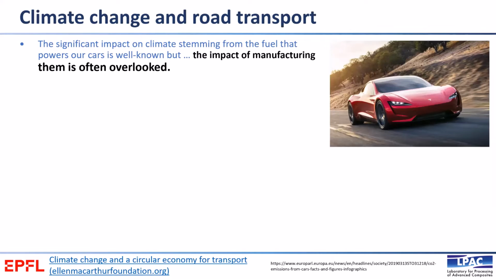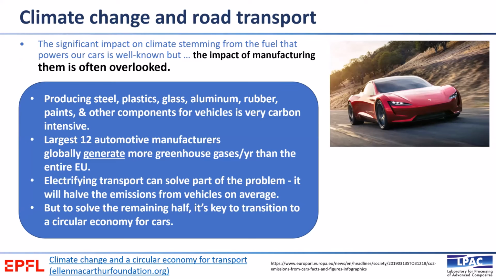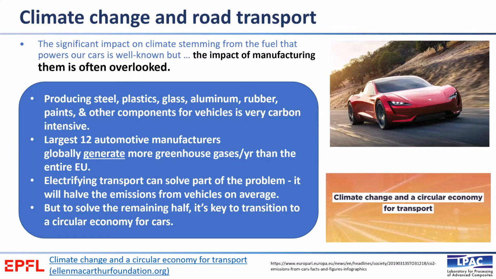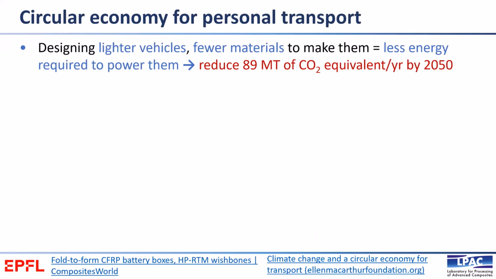Looking to the future, people like to talk about the use phase. An electric vehicle doesn't emit CO2 in the use phase. What about how it's made, how it's manufactured? This was shocking to me. The 12 largest automotive manufacturers globally generate more CO2 than the entire European Union. Okay, so how you make the vehicle really makes a difference. Okay, so we have to think about this, and this is kind of how we can start to think.